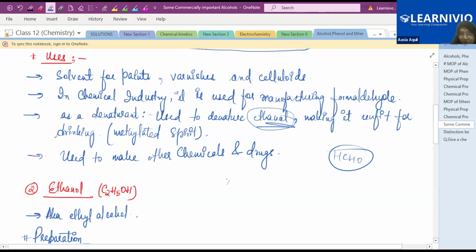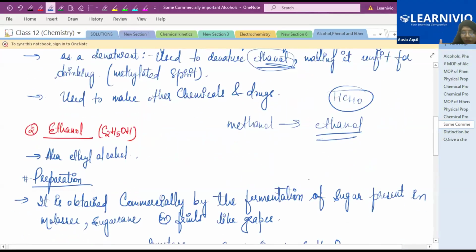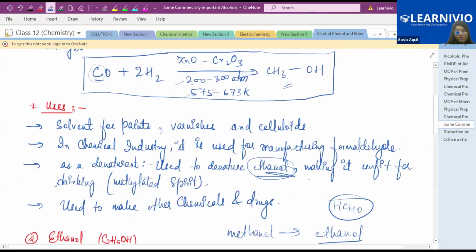What are we supposed to do? We take a little amount of methanol and add it to the ethanol. Why? To make the ethanol denatured. So it helps in making ethanol a denatured ethanol. Last, it is used to make other chemicals and drugs. So 1 to 2 or 2 to 3 uses are more than enough.